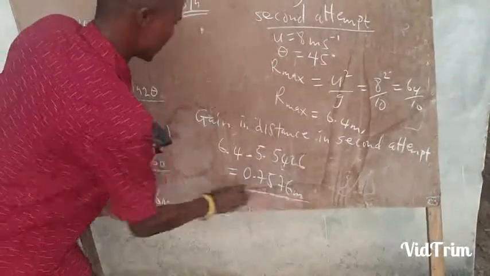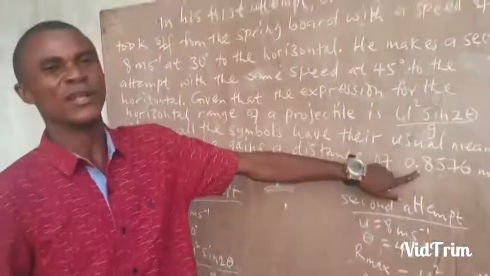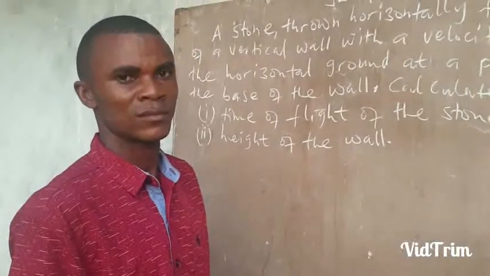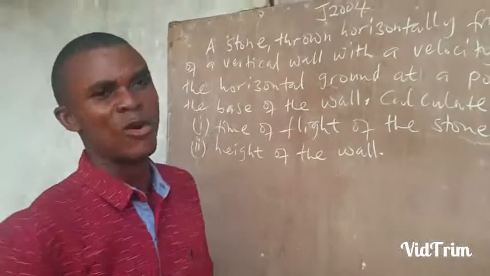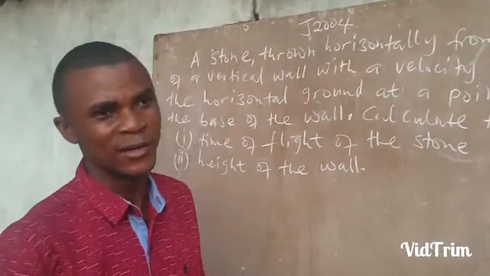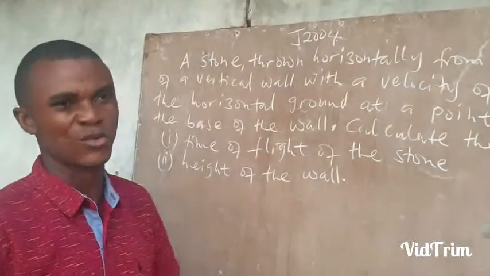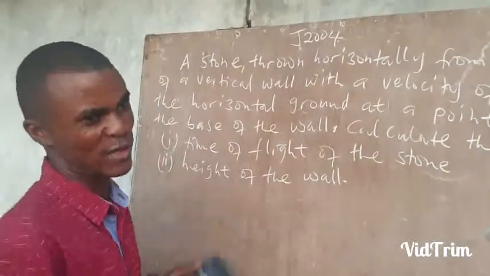0.8576 meters, which they said you should show. That becomes the answer to that. We look at the second question, still in 2004. That tells you that this thing is something you cannot escape. The first one we solved was 2004. This also was in 2004.